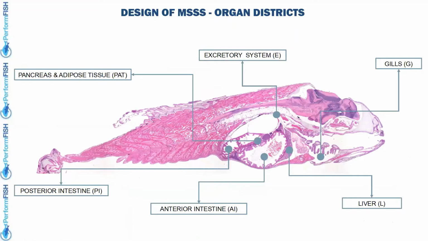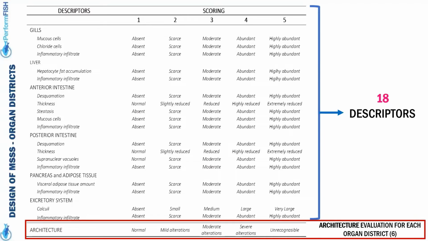In this image, you can see the 6 organ districts for which we obtain the different descriptors: gills, liver, excretory system, the kidney of course, pancreas, adipose tissue, posterior and anterior intestine. In this table are summarized all the descriptors and the respective scores. For example, the gills are assessed for mucosal cell abundance, chloride cell hypertrophy and hyperplasia, and inflammatory infiltrate.